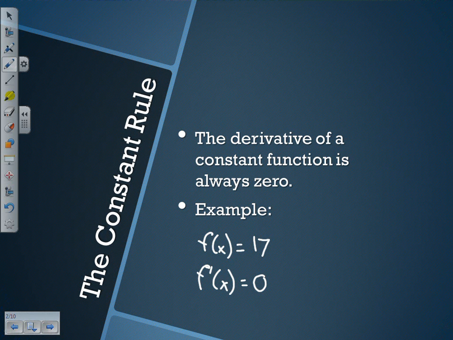Another way to think about that is, think about the derivative as a rate of change. If the derivative gives us the slope, what's the slope of any constant? 0. That's another way to remember that. The derivative is a rate of change. If it's constant, the rate of change is 0.